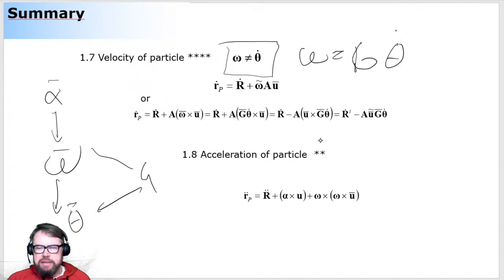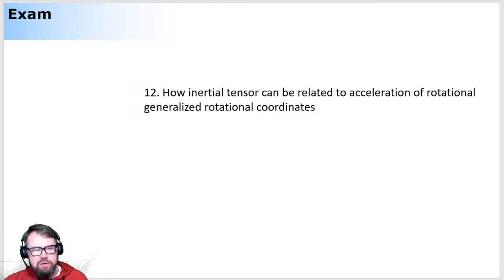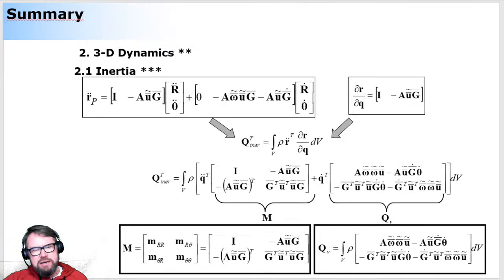Acceleration of particle is rated as 2 stars only, so not particularly important. There's only one question, and there are a lot of slides to explain how the inertia tensor can be related to the acceleration of generalized rotation coordinates. And it's all about the G. The answer is G, what makes it happen. The final explanation is extremely lengthy, and maybe I don't want to ask this because it's not particularly important and is an extremely messy explanation.